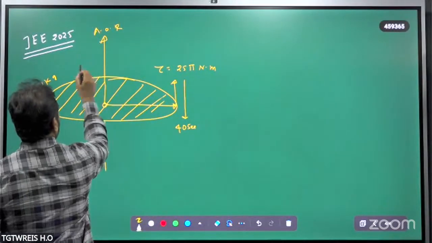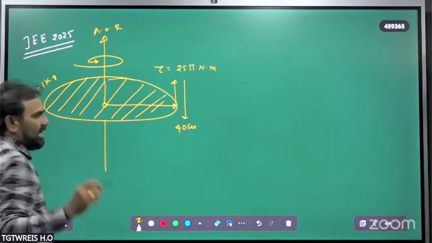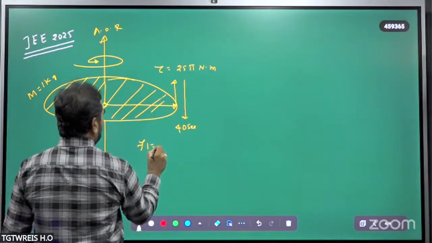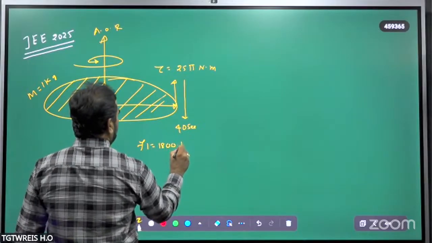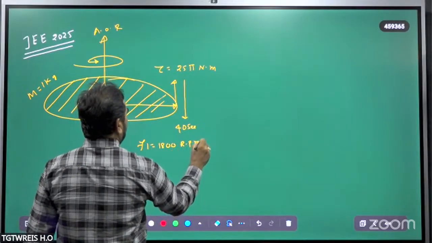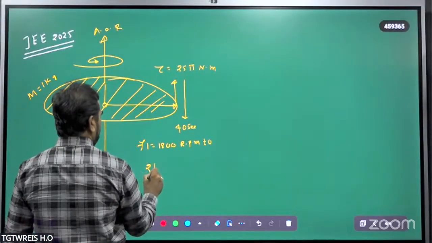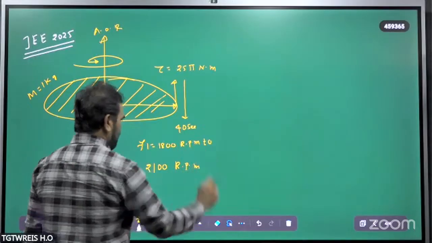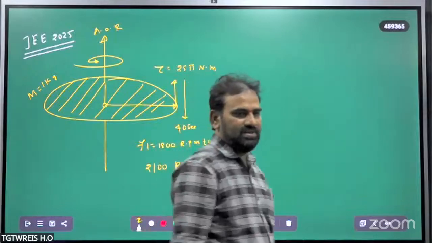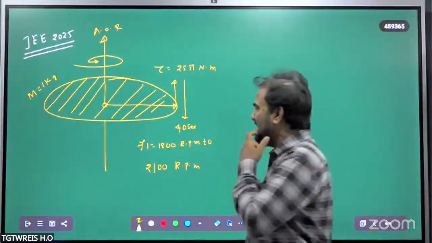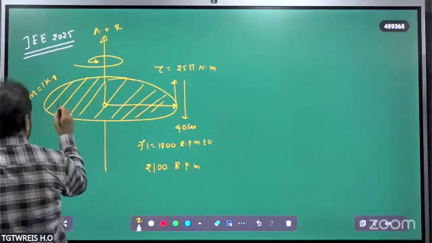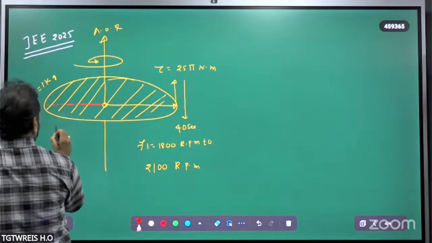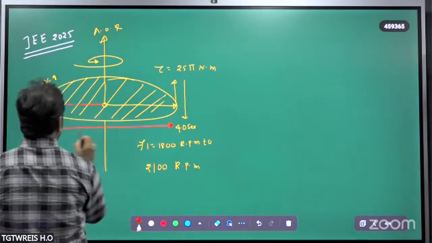Its rotation frequency has to be changed from f1 is equal to 1800 revolutions per minute to 2100 revolutions per minute. Then find the radius of the disc. Find the diameter of the disc, which is from here to here.